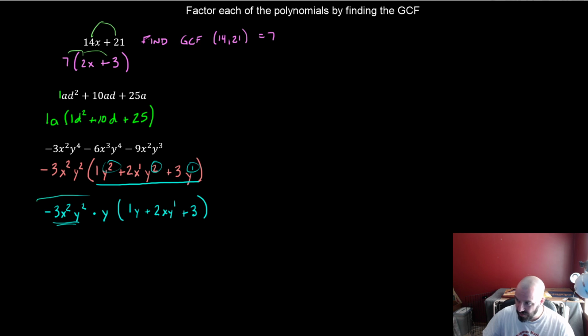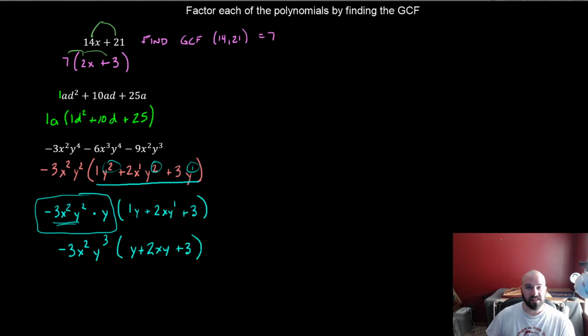Now combine this stuff out front, and that's going to give you negative 3x squared y cubed. You have 3 y's here now in total. And then you have y plus 2xy plus 3. And that's it. So double check yourself the whole way, because it's going to get fairly complicated. If something happens, bring out more as multipliers. You don't have to start over.